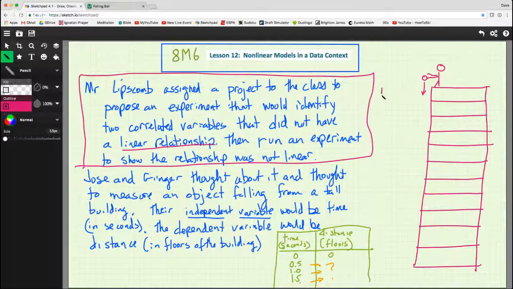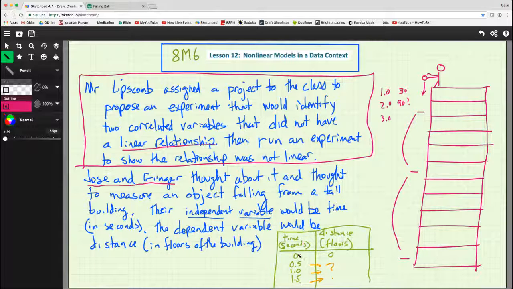In other words, after 1 second, it might fall some distance, like 30 feet. But after 2 seconds, it wouldn't fall another 30 feet. It would fall further than that. It might be like 90 feet. And after 3 seconds, it might fall even faster because it should be going faster and faster. So after 1 second, it might be here. After 2 seconds, it might be here. And after 3 seconds, it might be all the way down here, because we think that ball is going to be speeding up. And so at any given 1 second interval, it's going to start falling further and further. And at least that's what they proposed. So Jose and Ginger thought about it and said, we think it's going to fall faster.